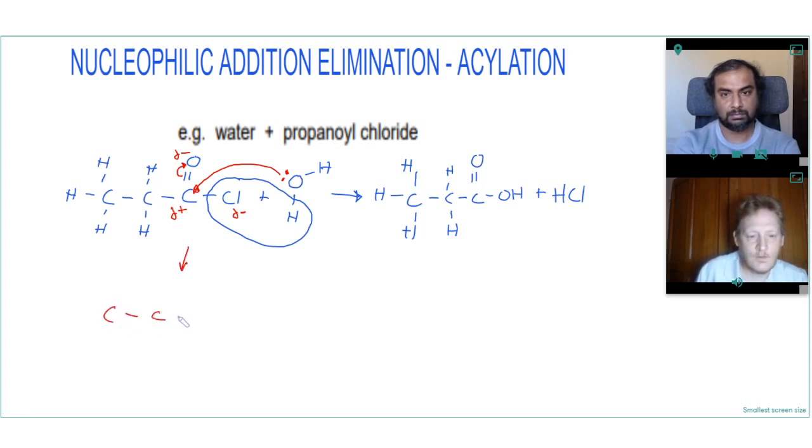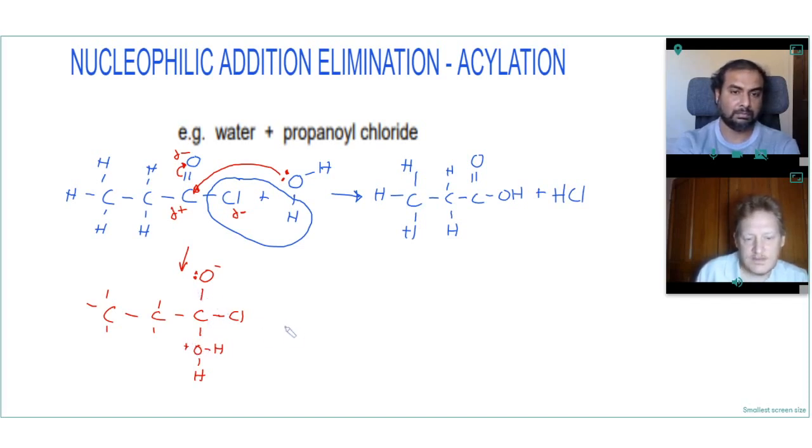So we can draw what we'll end up with here. Oxygen has taken a pair of electrons, so it gets a negative charge. And we've got the water adding on here. So this is the addition bit. The water just adds on to our acyl chloride. And because the oxygen gave electrons away, that's now got a full positive charge.